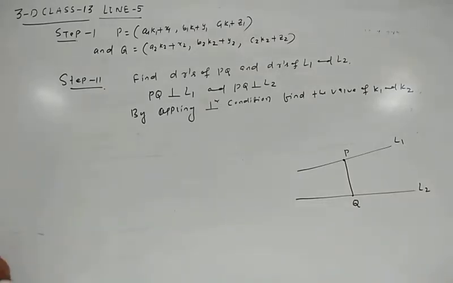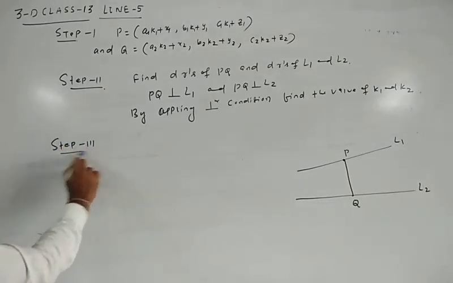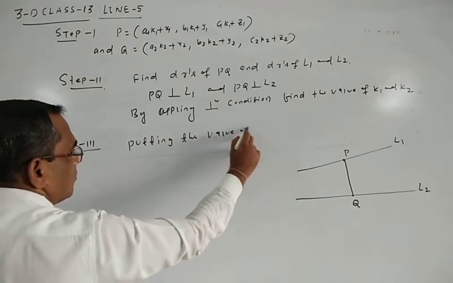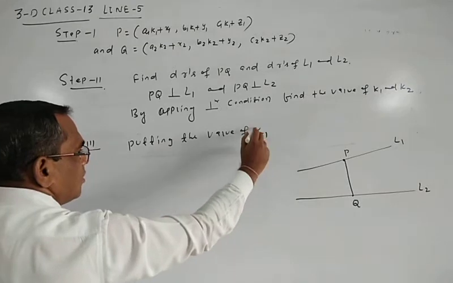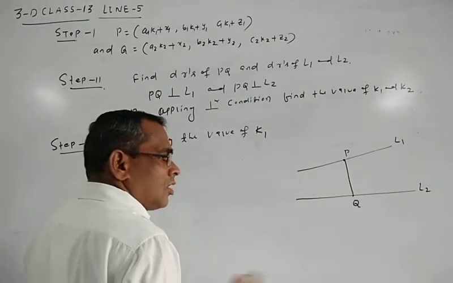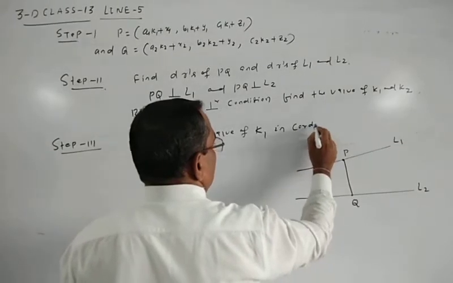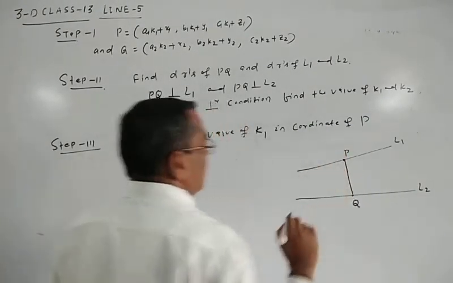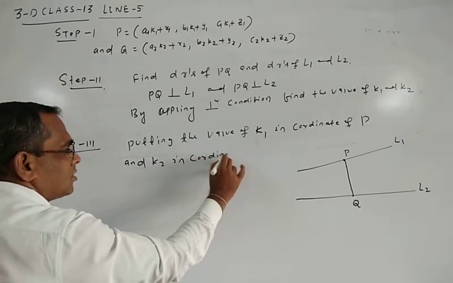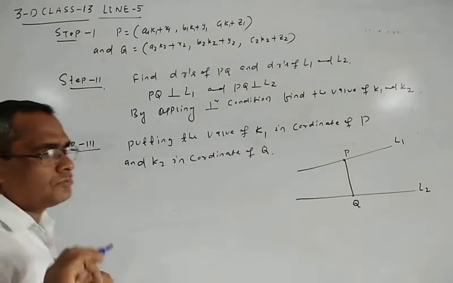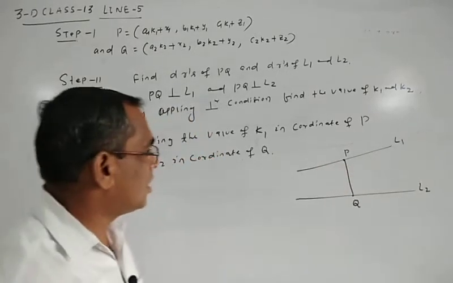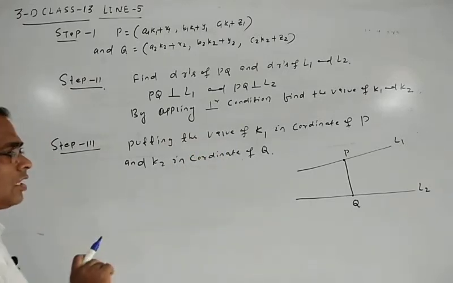In step 3, putting the value of K1 in the coordinate of P, and K2 in the coordinate of Q. So P and Q are these 2 points we derived. Here P and Q are both derived.